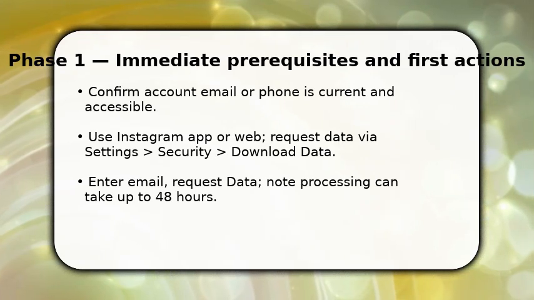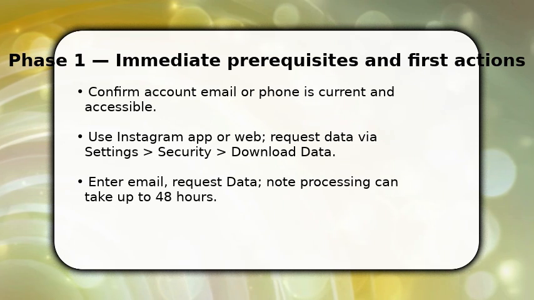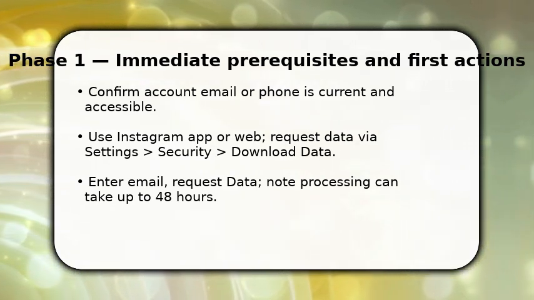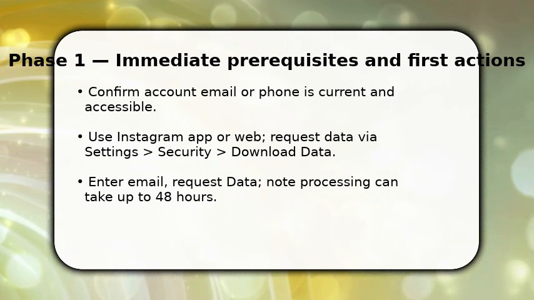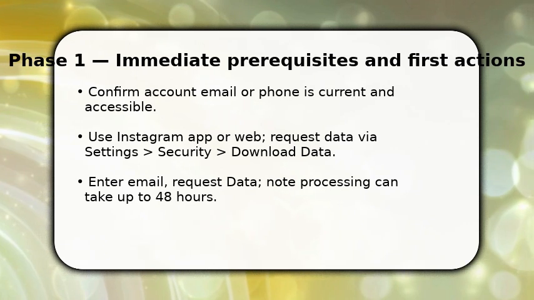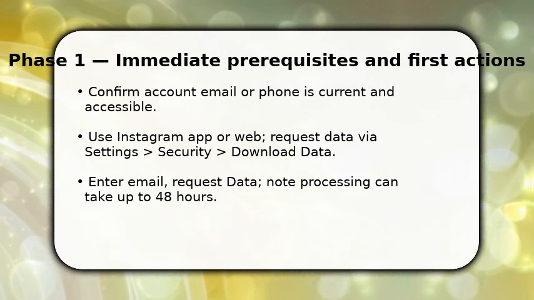Enjoy the video. You start by confirming the account email or phone is reachable. You need the delivery link. Once done, open Instagram settings, tap security, then download data. You enter your email and submit the request. Instagram queues the archive. Make sure two-factor prompts are handled if required. This step begins the only reliable restore path.